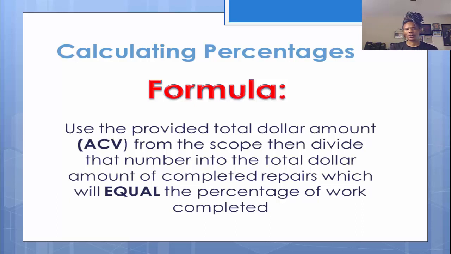All right, so you want to take the total dollar amount of completed repairs and divide it by that ACV amount, and this will give you your percentage of work completed. I know that might have been a little confusing, but we're going to take you through a couple of examples here.